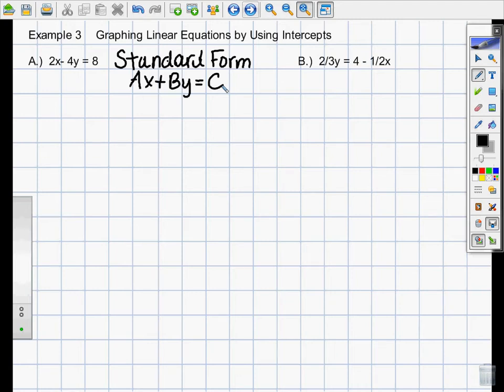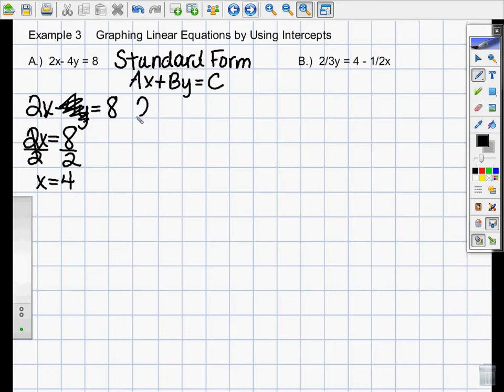Okay, let's start. I'm going to rewrite the equation, and we're going to start by finding the x-intercept. So I'm looking for x. That means I want to cover up the y. That leaves me with the equation 2x equals 8. Then all I have to do from here is divide each side by 2. I now know that my x-intercept is 4. So my line is going to cross the x-axis at positive 4.